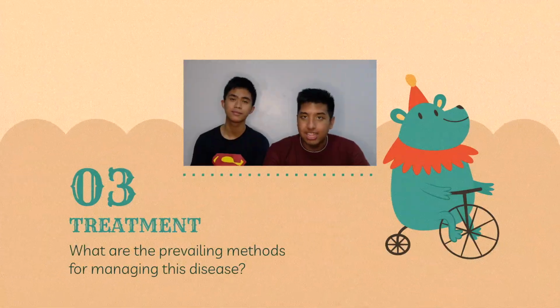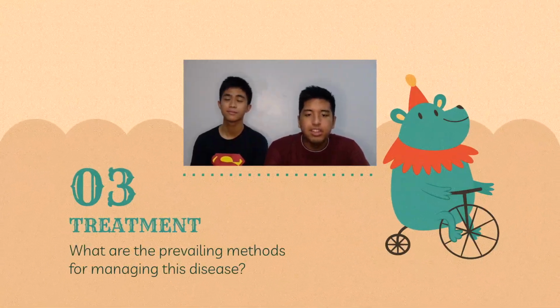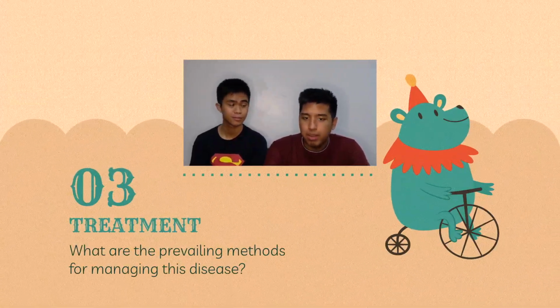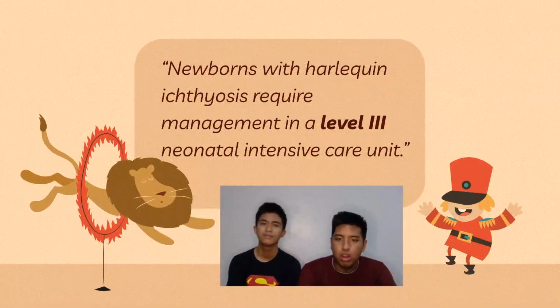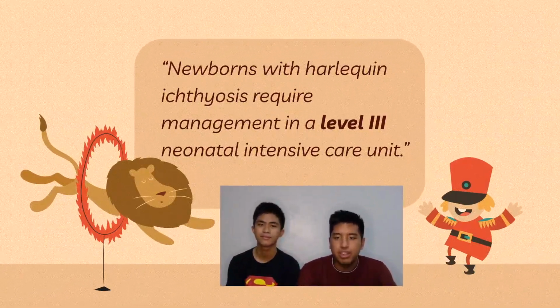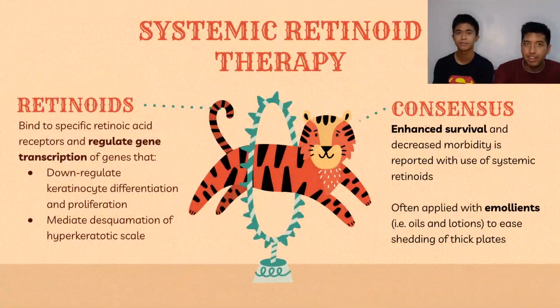So now we arrive at the last segment of our discussion, namely the treatment, discussing what the prevailing methods are for managing this disease. We know that newborns with Harlequin ichthyosis require management in a level 3 neonatal intensive care unit. What this simply means is it needs a lot of resources to manage this disease. The most prevalent, and they say the only effective treatment as of now, is systemic retinoid therapy.